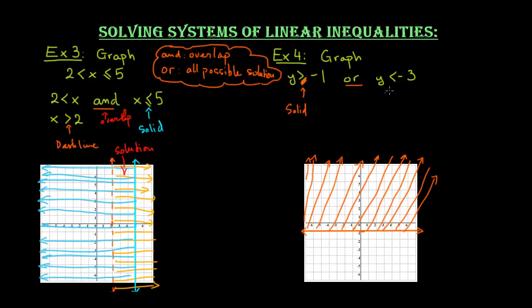Now the second inequality is y less than -3. So y equals -3 is right there, and the line goes through that one, also a horizontal line. And we have y less than -3. Less than -3 is -4, -5, -6. Looks like they're going down, so I shade below.